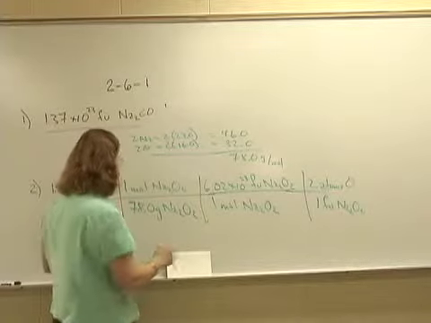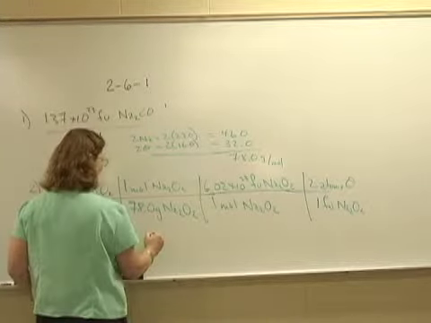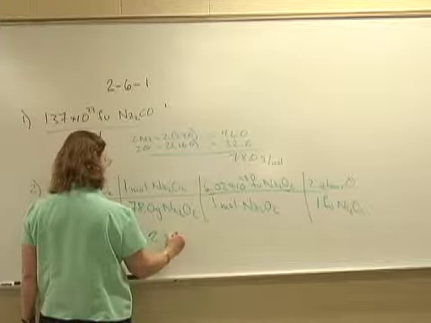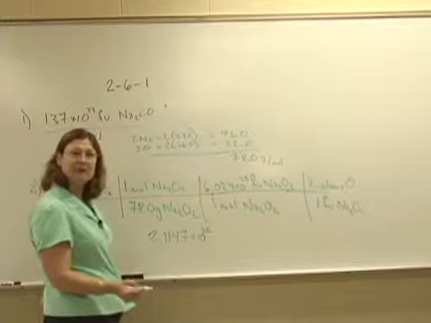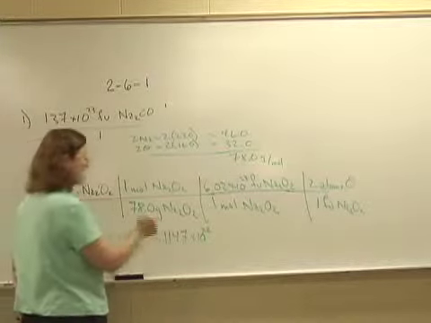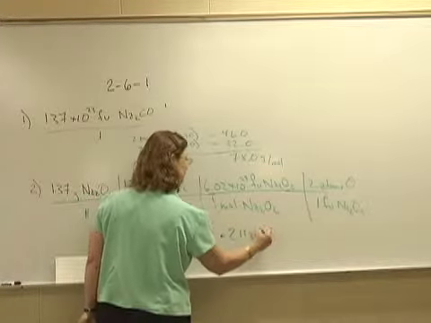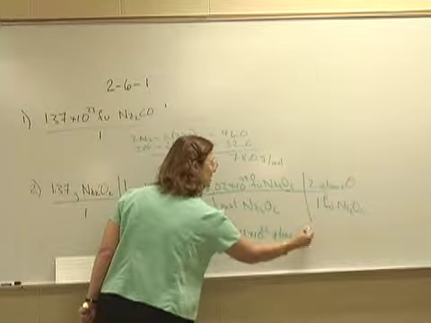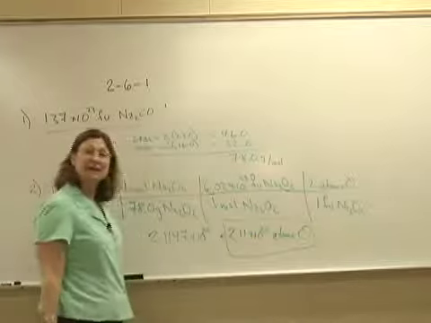And when I multiply all of this out, I am going to get 2.1147 times 10 to the 22nd. Then I look back at my original number and I have 3 significant digits. Therefore, my answer should have 3 significant digits. And those are atoms of oxygen. And that is my final answer.